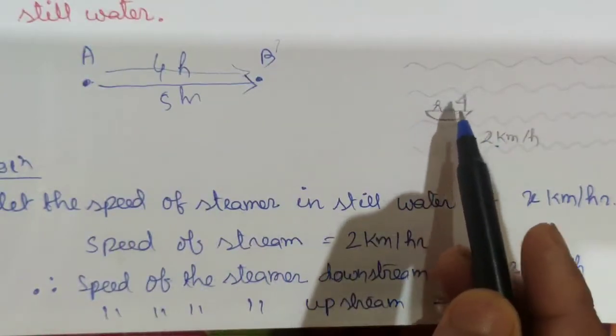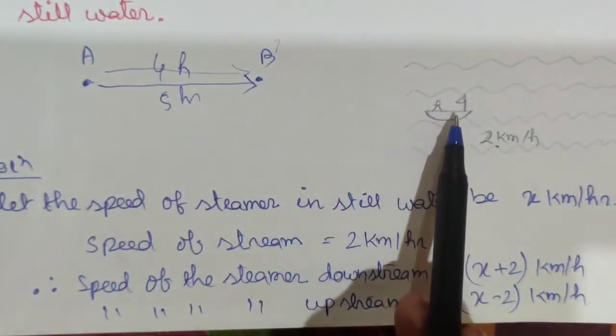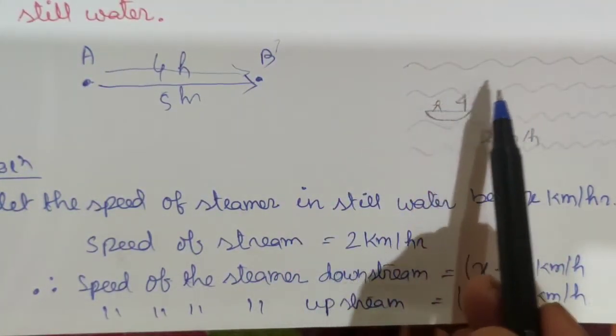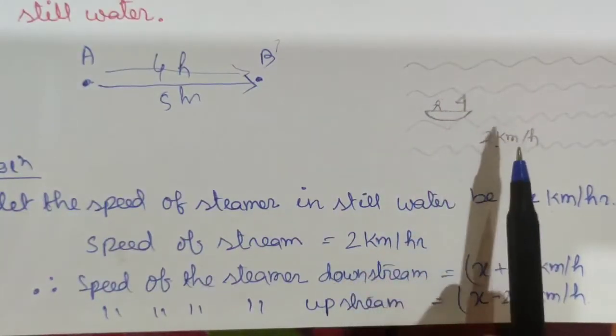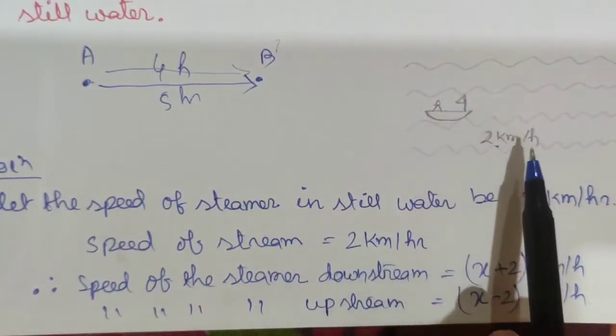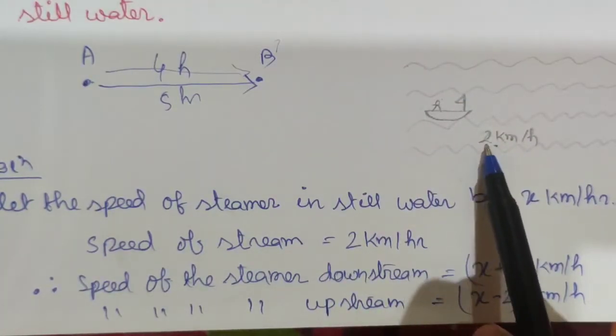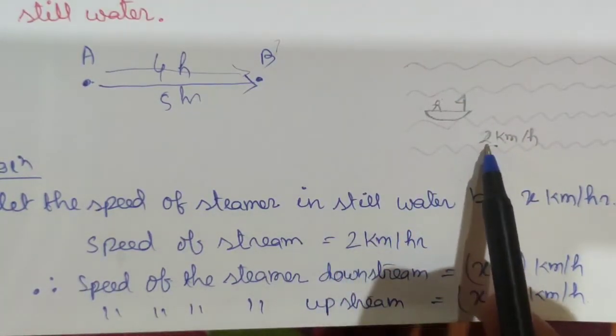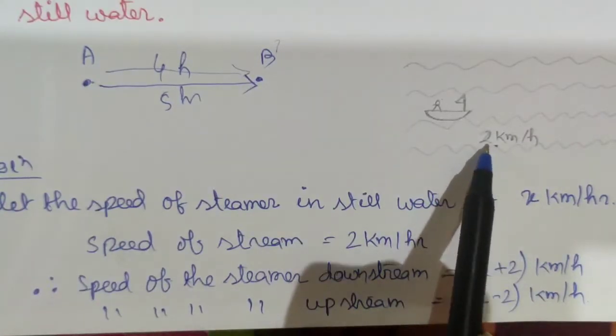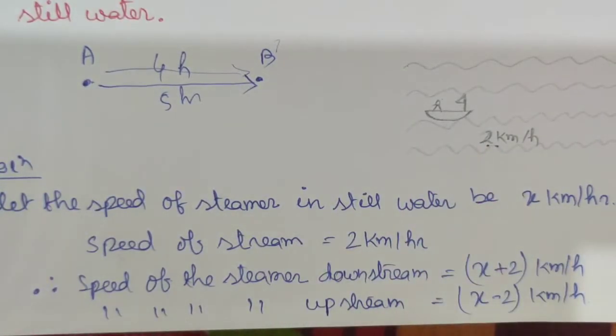Now if we let the speed of the boat be x, then when we move downwards, the total speed will be x plus 2, and when we move upward, it will be x minus 2, right? Because in upward we have to remove this 2 kilometer, because we are not going with the stream. So the downstream speed of the steamer is x plus 2 kilometer per hour, and the upstream speed will be x minus 2 kilometer per hour.